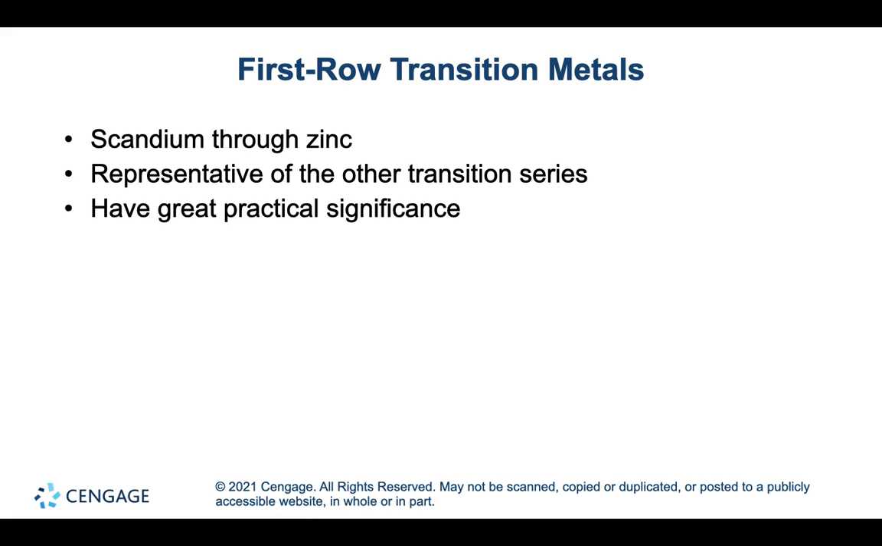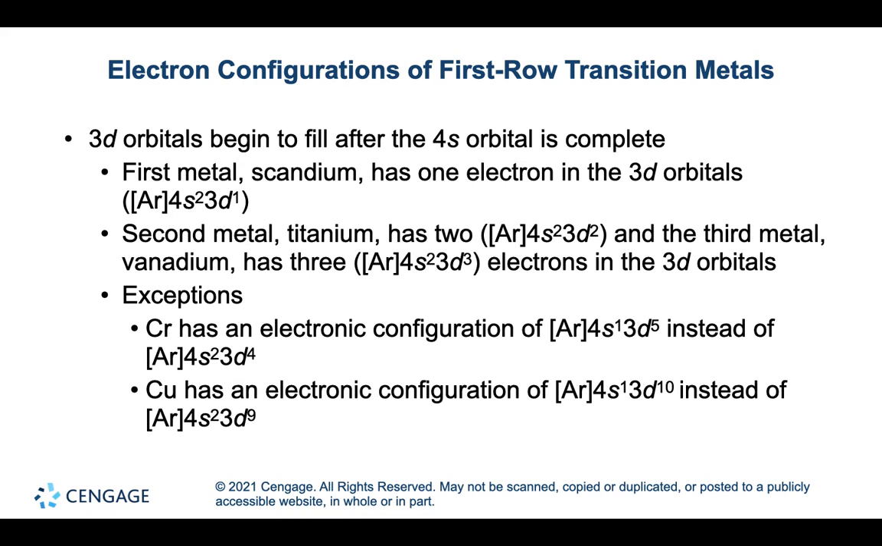Let's start by surveying the first row of the transition metals, the scandium through zinc group. These are atoms that are filling the 3d sublevel, and you can consider them to be representative of the other transition series. What we're seeing by looking at scandium through zinc, a lot of that same information translates to the next row down. These 10 elements, scandium through zinc, have a lot of practical significance. They're used in a lot of different applications.